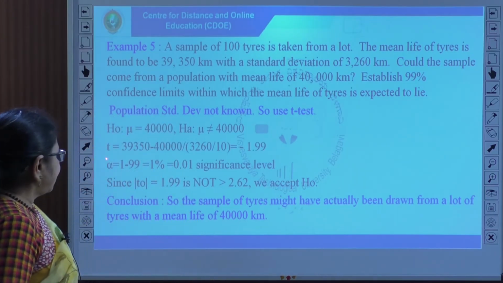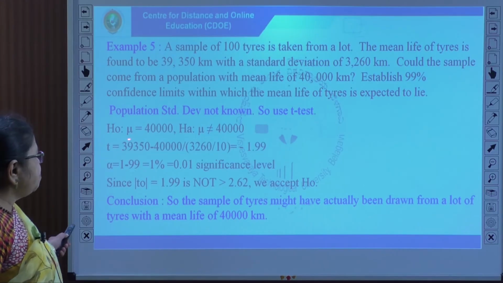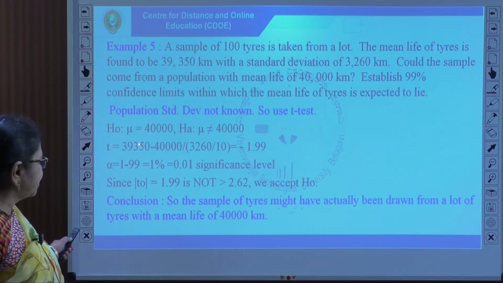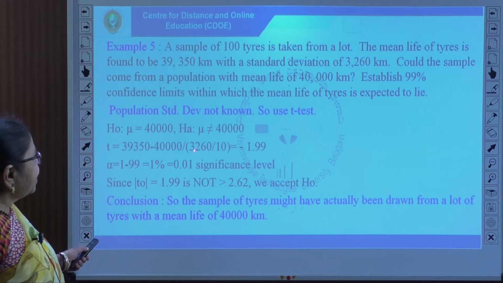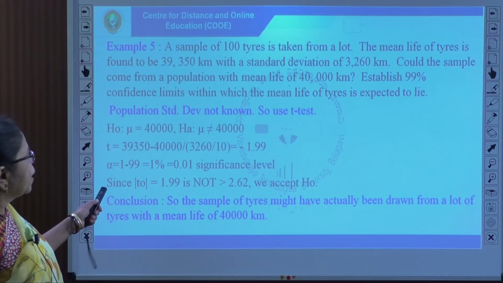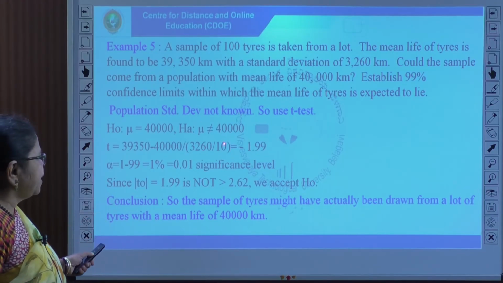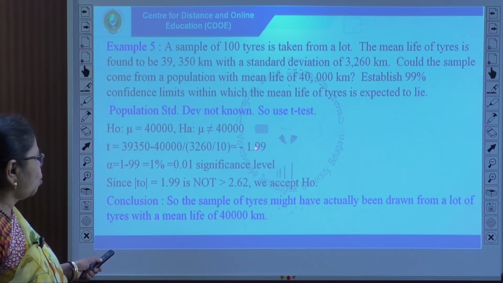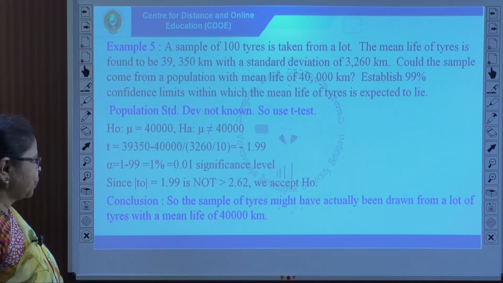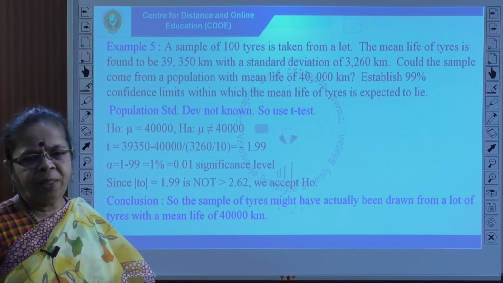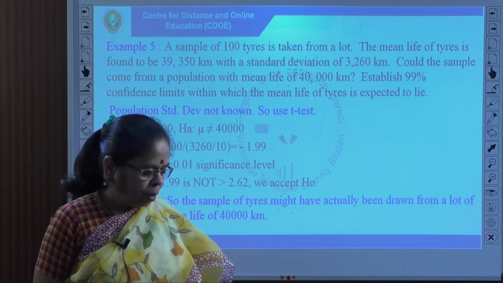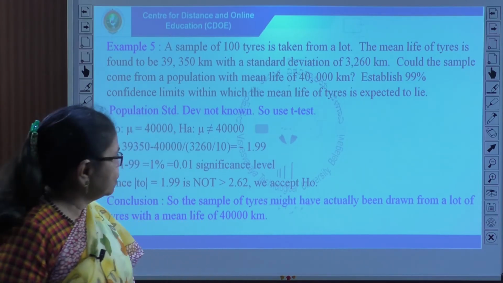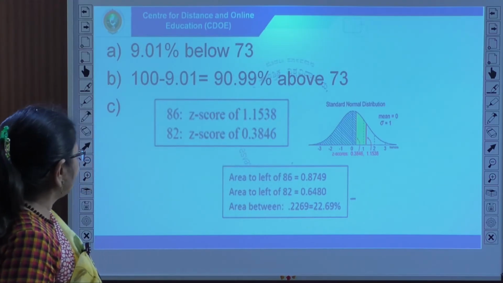Now, T is the sample mean, that is 39,350, minus the claimed mean or population mean, 40,000, divided by the standard deviation 3,260 over root n, and I have tested 100, so root n is 10. I get minus 1.99. Now, we already saw in the t test, where is the t table?